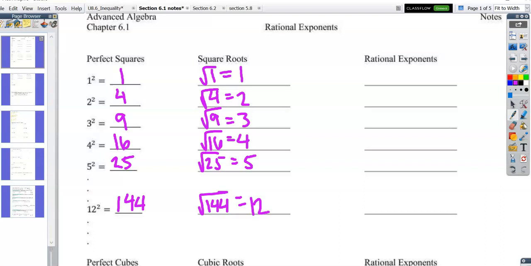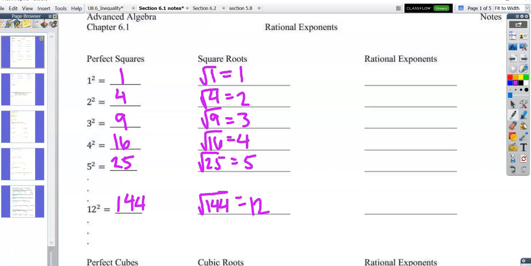So you can think about the root that you're taking as the denominator when you write your rational exponents. So this is the square root. That means we're trying to find what number multiplied by itself 2 times will make, for example, 9. And that would be 3. So because it's 2 times, we need to multiply 3 2 times. 2 is going to go in the denominator of our exponent.